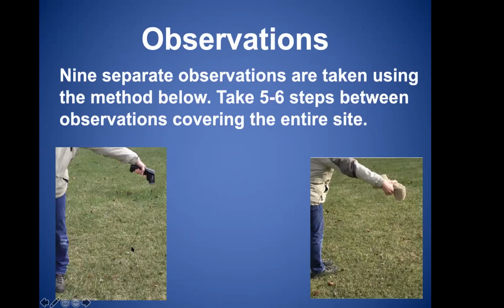The observations themselves are taken using the technique shown below. You take 9 separate observations for each particular site, and you do that by holding the arm completely out and pointing the infrared thermometer straight down.